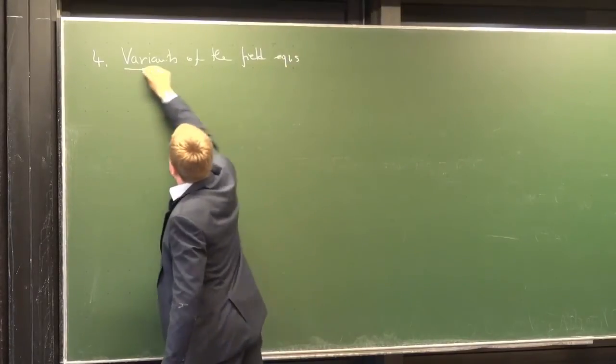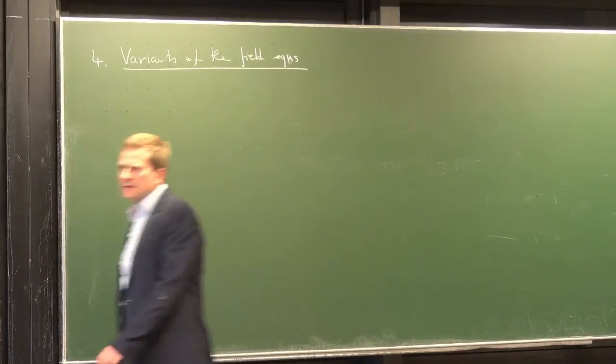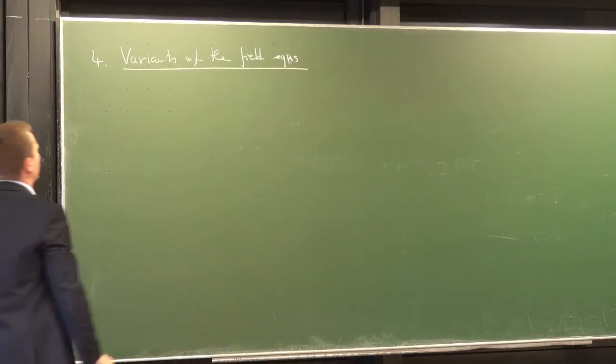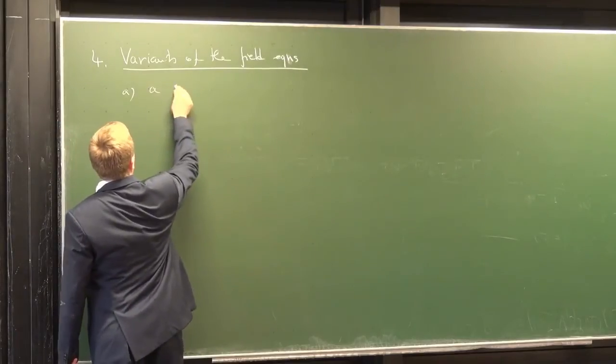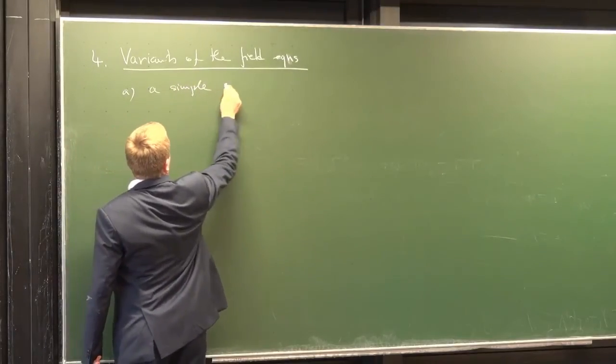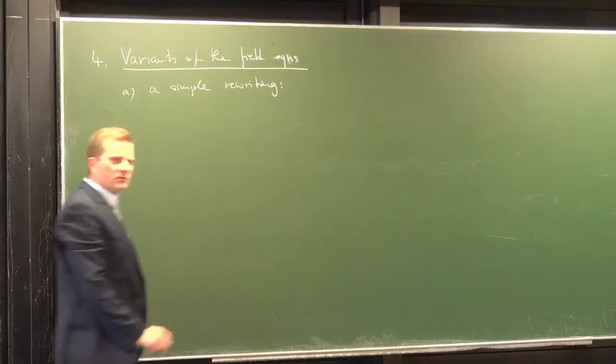And I don't mean variance like other gravitational theories. I mean the same field equations, a little extended or a little differently written down. So the first one is a simple rewriting. Simple rewriting is the following.